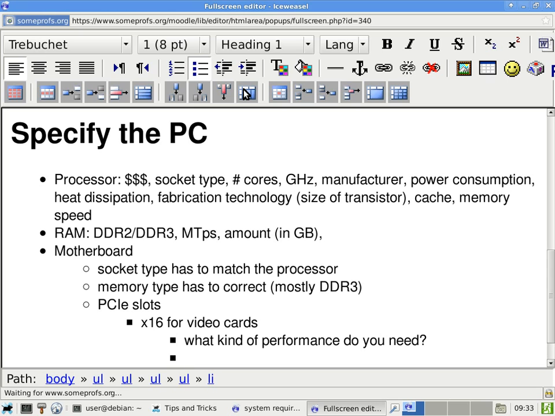Any questions about the graphics card part? You know, how you may or may not want to add an extra graphics card to the system. No questions? Okay.